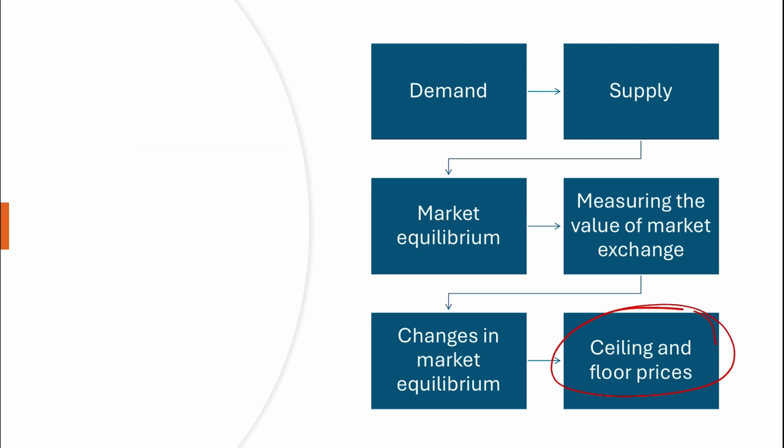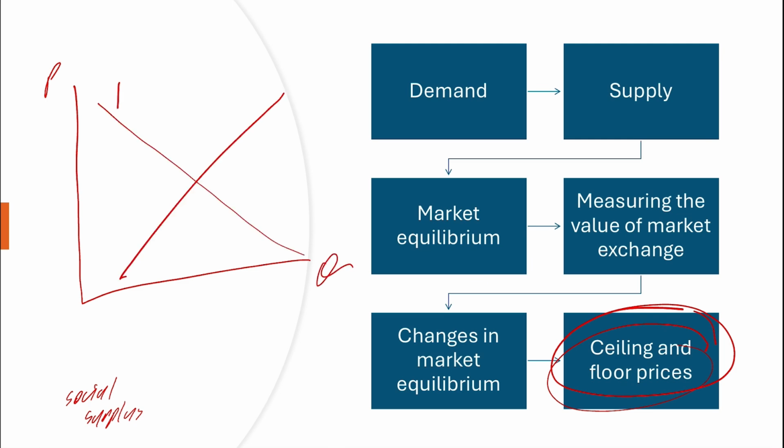Lastly, we could look at price ceilings and price floors, and we're going to see that these tend to create distortions in markets. They tend to reduce that social surplus that we're just looking at. And so these tend to create inefficiencies in an otherwise efficient market.